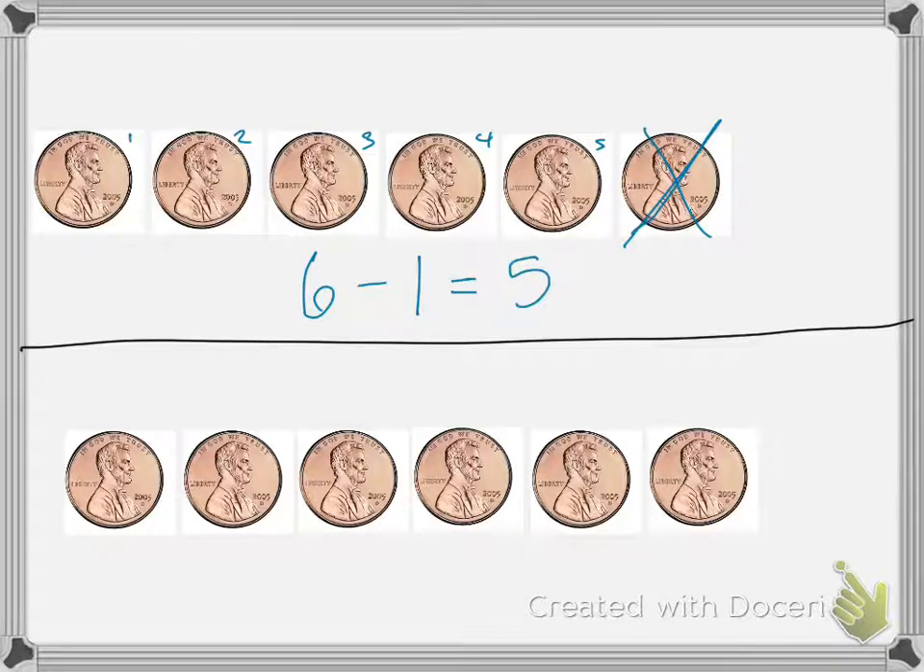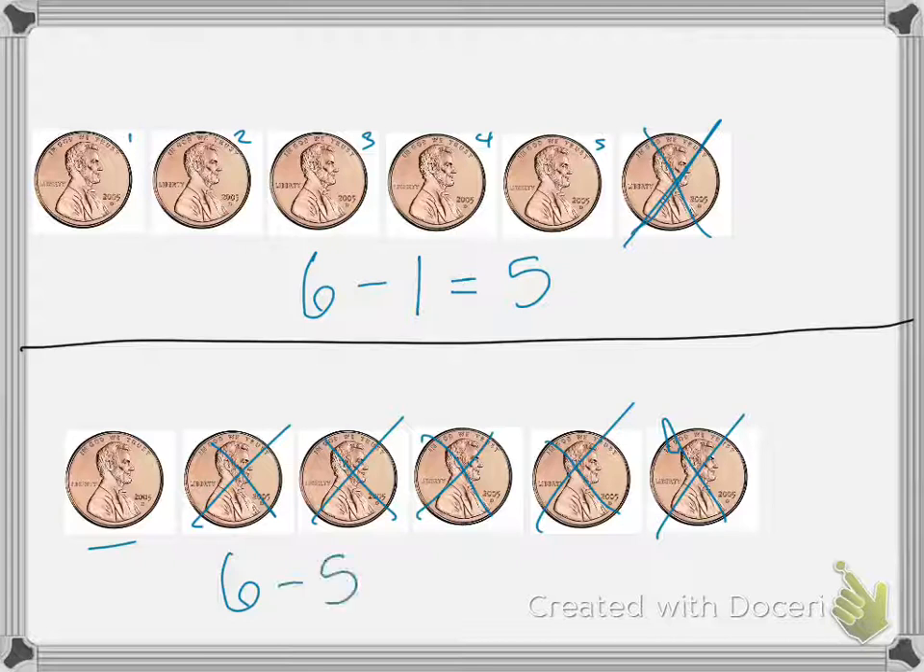What if my second child started with 6 pennies and I take 5 of them away? So I'm going to cross off 5 pennies. How many pennies does he have left? Well, he has just 1 penny. So my problem would be 6 minus 5 equals 1.